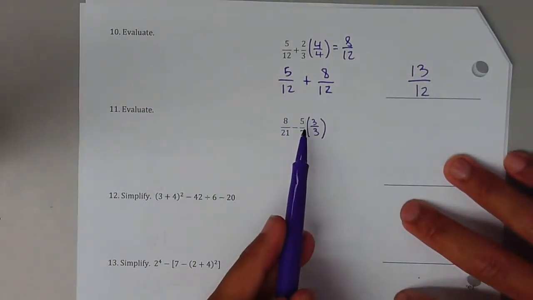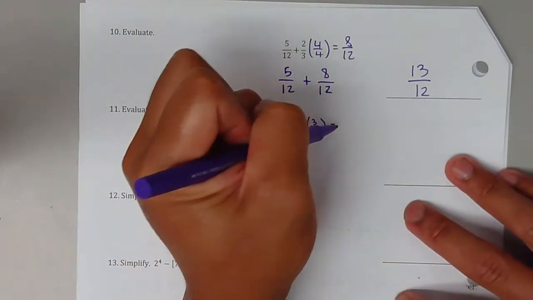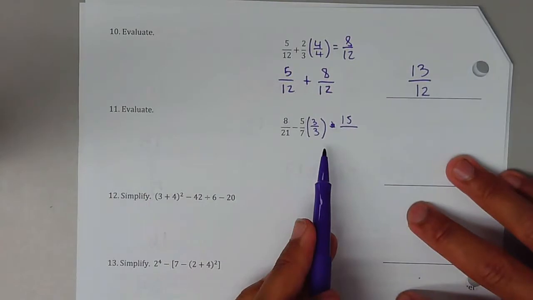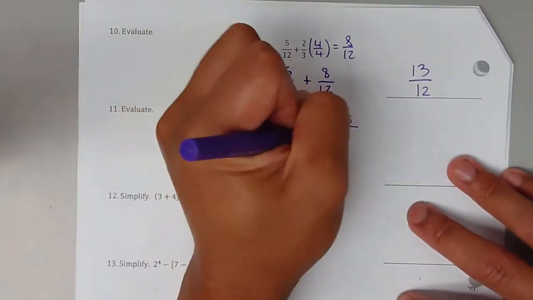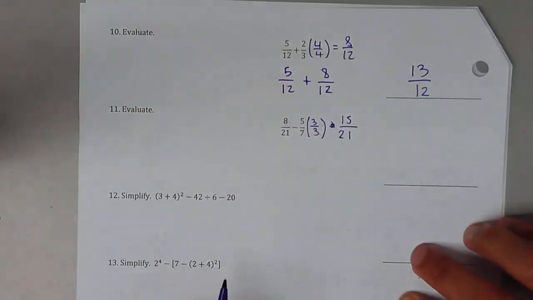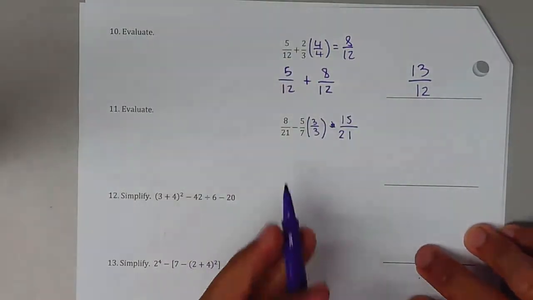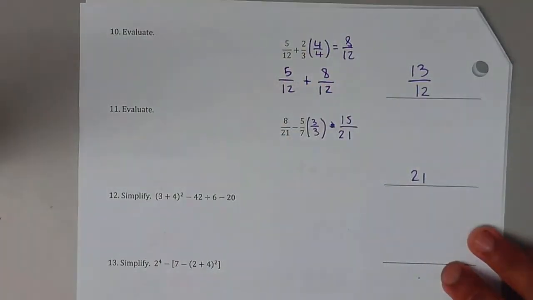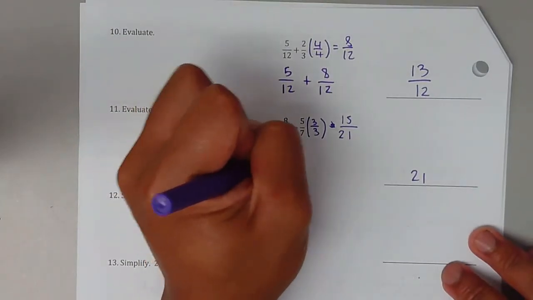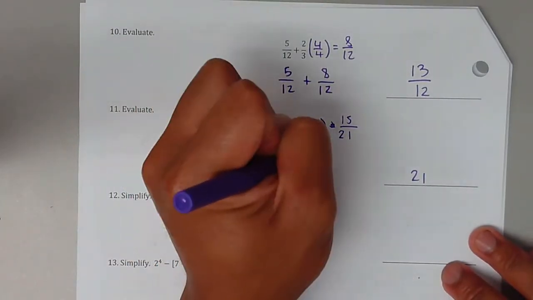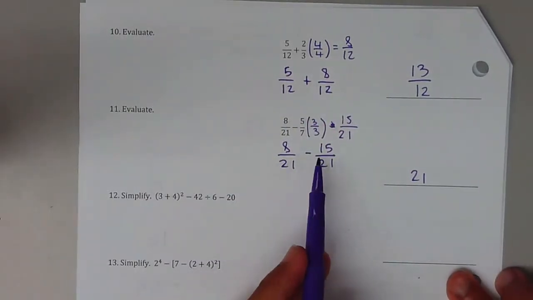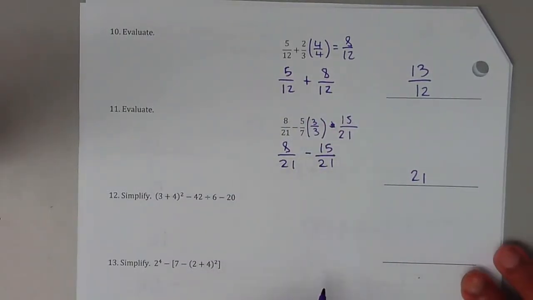All right, so 5 times 3 is 15. 7 times 3 is 21. So what does that equal? Well, our denominator is still going to be the same, 21. Let me just write this all over. 8 over 21 minus 15 over 21. Right, 8 minus 15 gives us negative 7.